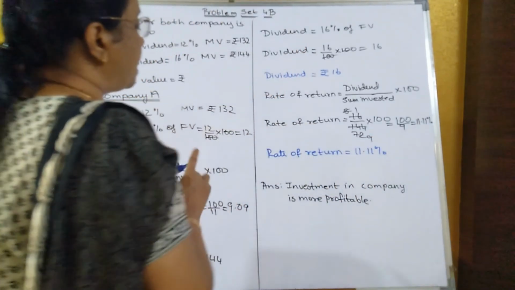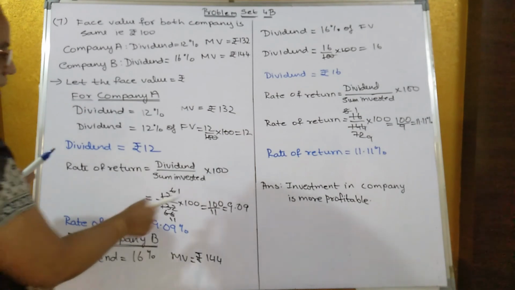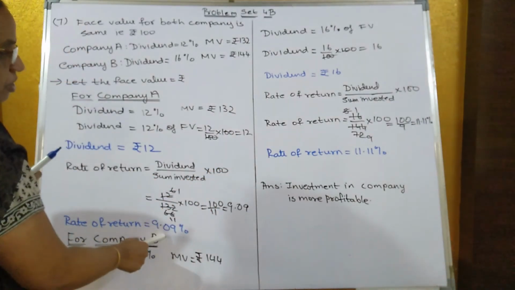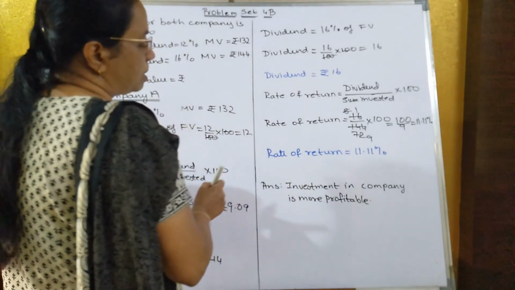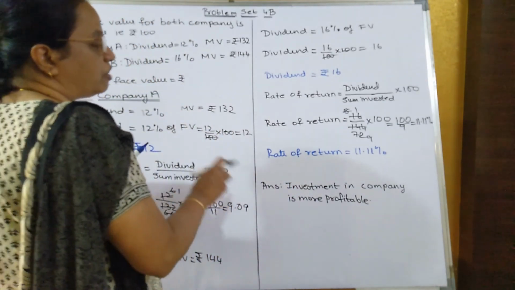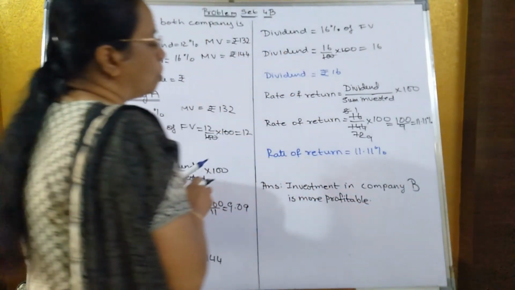So which company has a higher rate of return, company A or company B? A is 9.09, company B is 11.11. So company B has the higher rate of return. So investment in company B is more profitable.